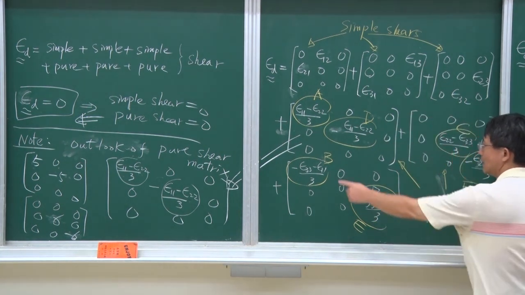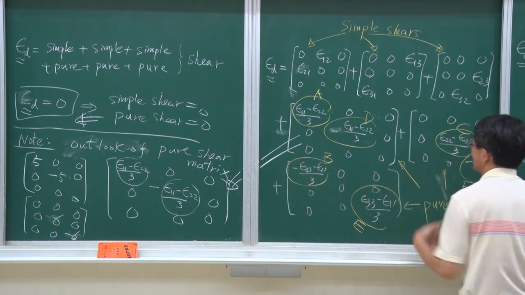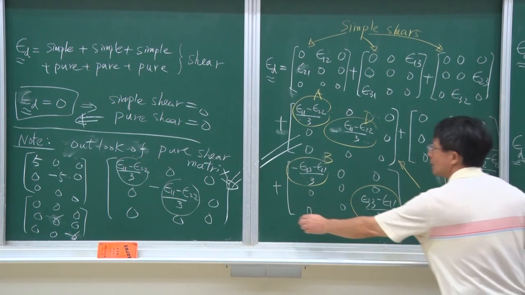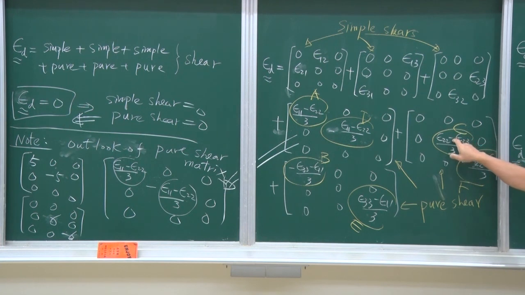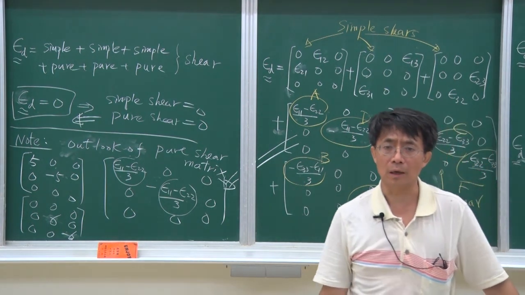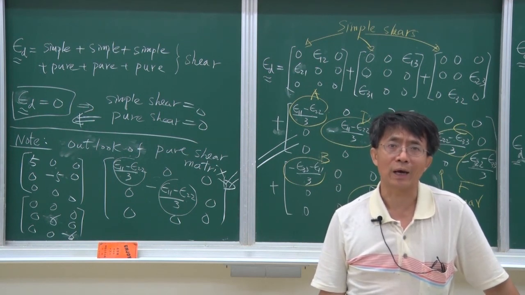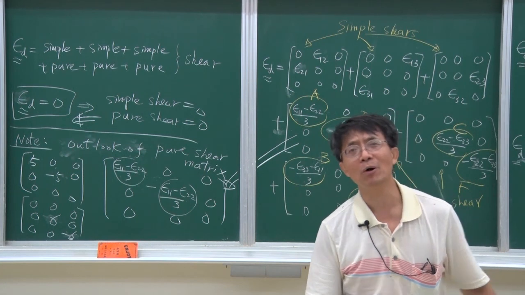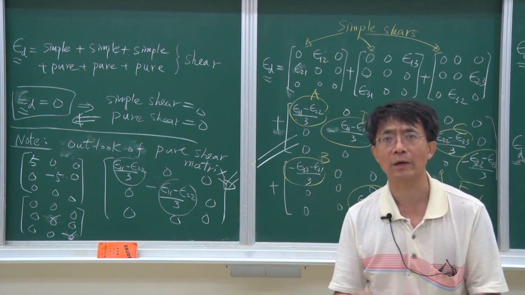In the same way, you can see the absolute value of this term equals this term, even though the sign is different. One is plus, and the other one is minus. And the absolute value of this term equals the absolute value of this term, and they have different sign. So in this way, I have already given you the viewpoint of how the strain matrix can be decomposed into the volumetric part and the shear part. The shear part is the deviatoric strain.